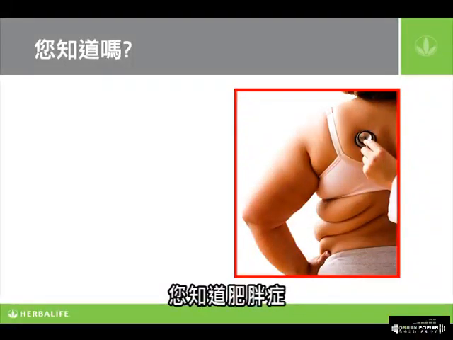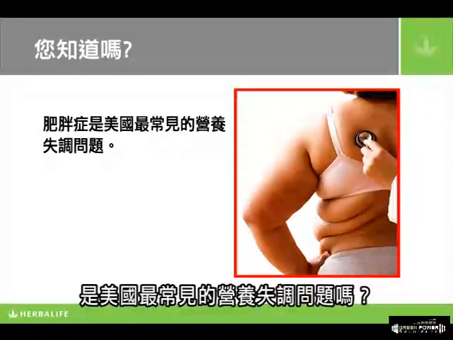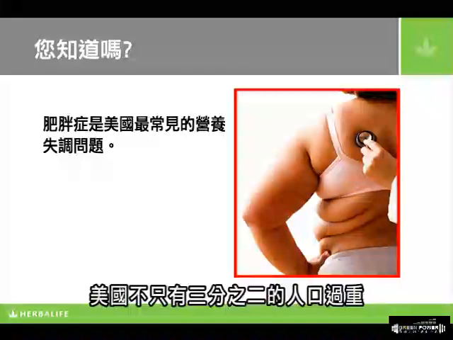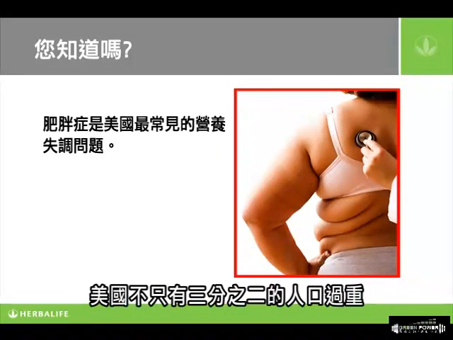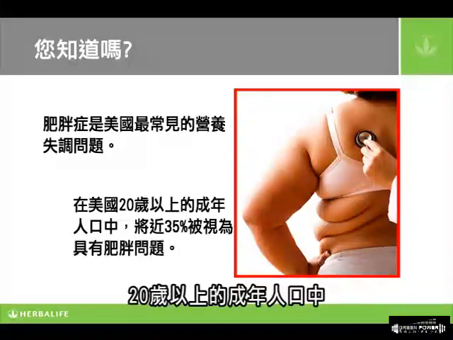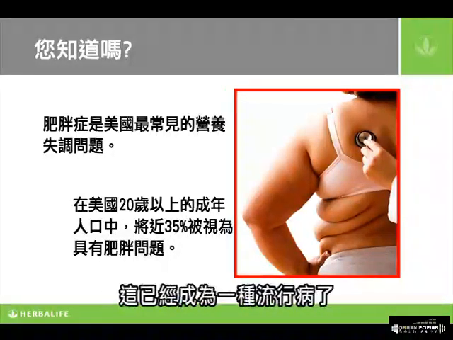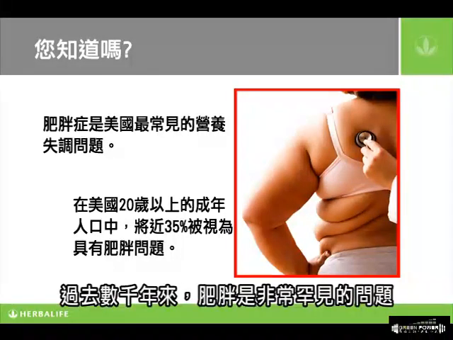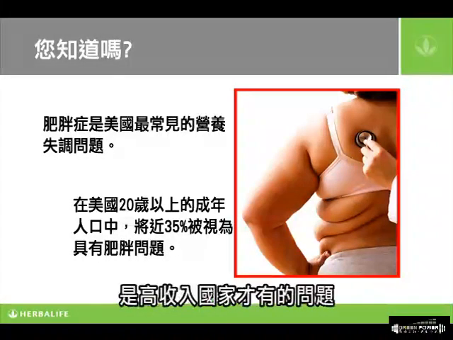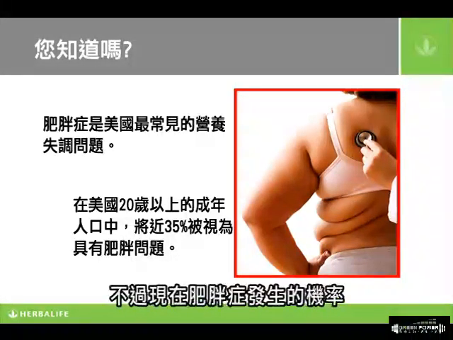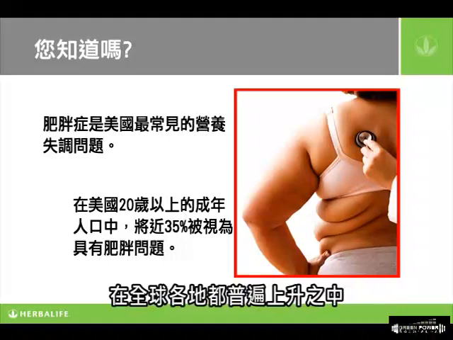Did you know that the most common nutritional disorder in the United States is obesity? Not only is 2/3 of the country overweight, but nearly 35% of adults at the age of 20 and above are obese. It's indeed an epidemic. For thousands of years, obesity was rarely seen. Once considered a problem of only high-income countries, obesity rates are rising worldwide.